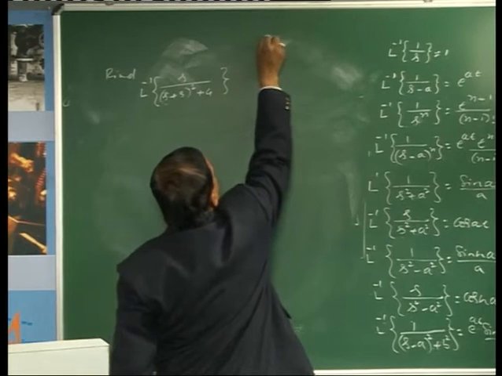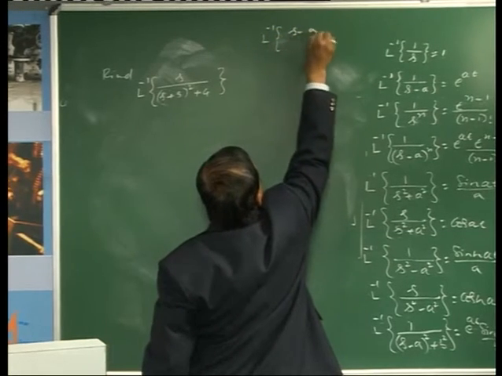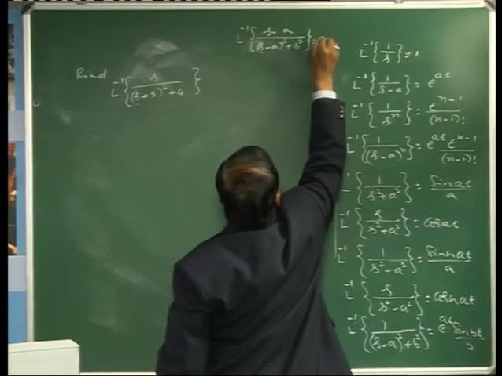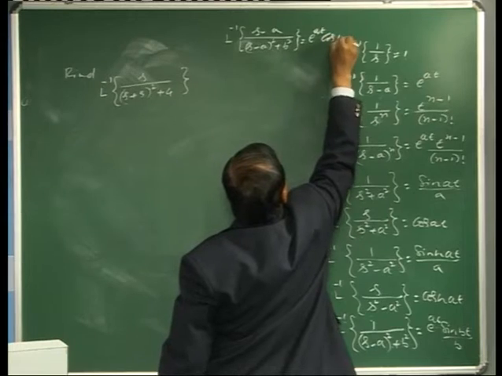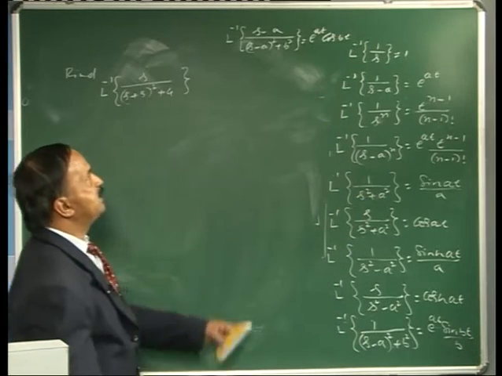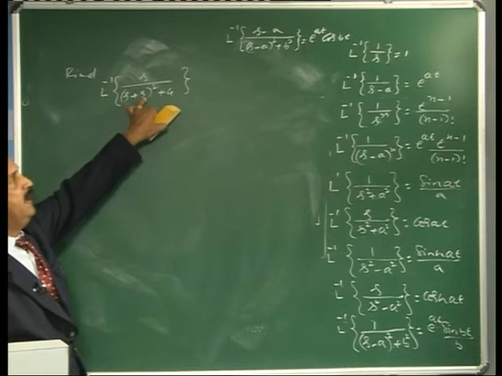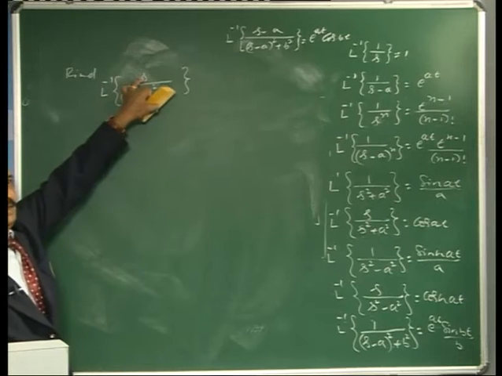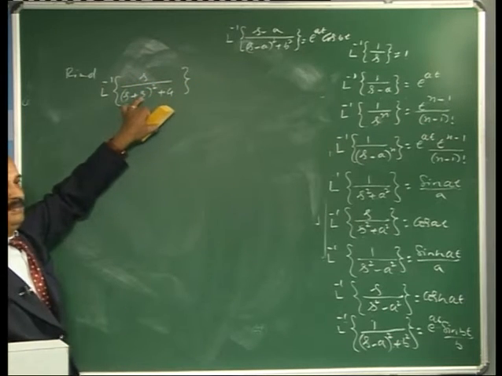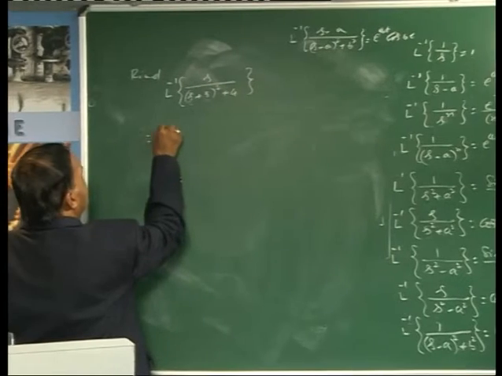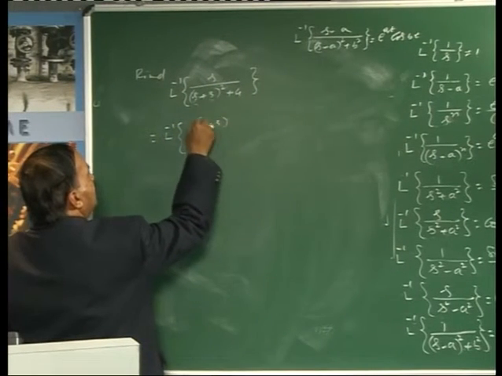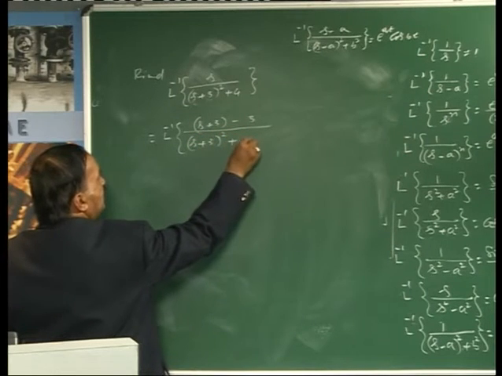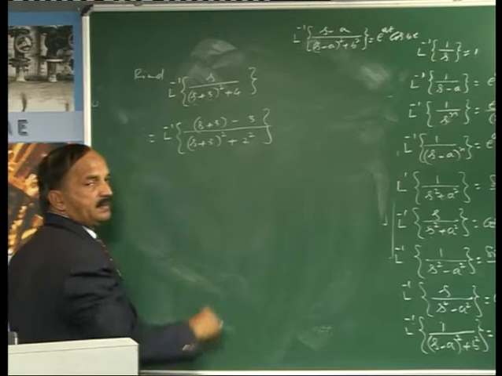Now we know this formula: L inverse of (s minus a) by (s minus a) whole square plus b square is equal to e to the power of at into cos bt. Here this is s plus 3. In the formula, these two are the same, s minus a, s minus a. But here this is s plus 3, and this is only s. So add and subtract this 3. That means this is equal to L inverse of (s plus 3 minus 3) divided by (s plus 3) whole square plus 2 square. This 4 is equal to 2 square.